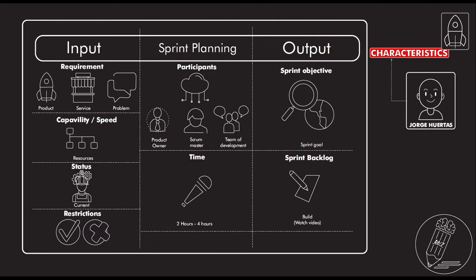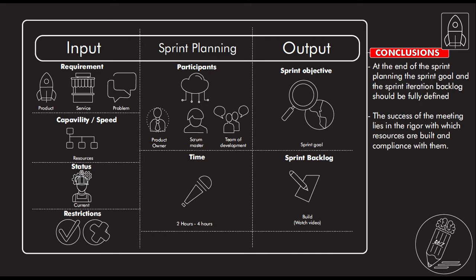Even though we make the planning and put together all the roles, the sprint backlog is extremely important, because it's the chart where all the different tasks will be specified for every single member, and everyone knows what they have to do for each sprint. As a conclusion, we can say that at the end of the sprint planning, the sprint goal and the sprint iteration backlog should be fully defined. That is extremely important, because there we build the sprint backlog.